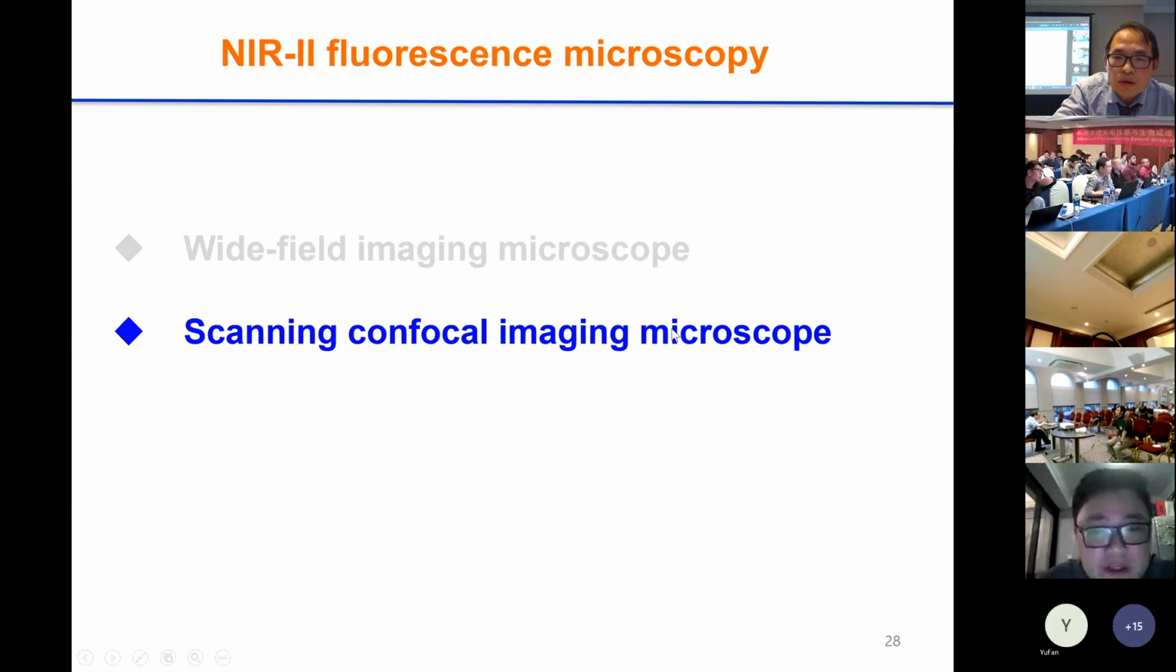For the confocal, it is another story because we use point scanning. So the laser power is a little bit larger, maybe around 60 or 50 milliwatts before the microscope. Because as we know, the NIR-II fluorescence is not so bright, so we need to increase the laser power a little bit.